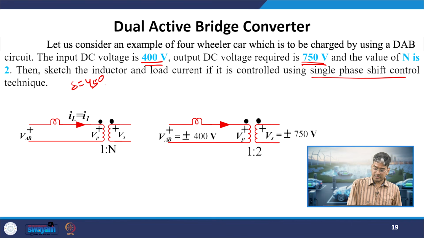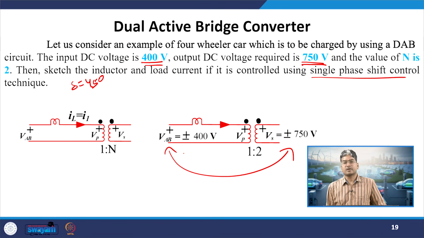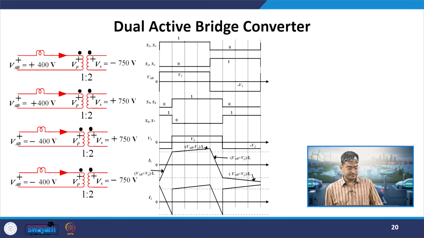As delta is kept constant, we will see only the main difference which will occur now. So, whenever the bridge is eliminated, in the previous case we were getting plus or minus 800, in this case we will get plus and minus 750. That is what will be the change when I eliminate the secondary side bridge. Now, voltage has decreased from 800 to 750.